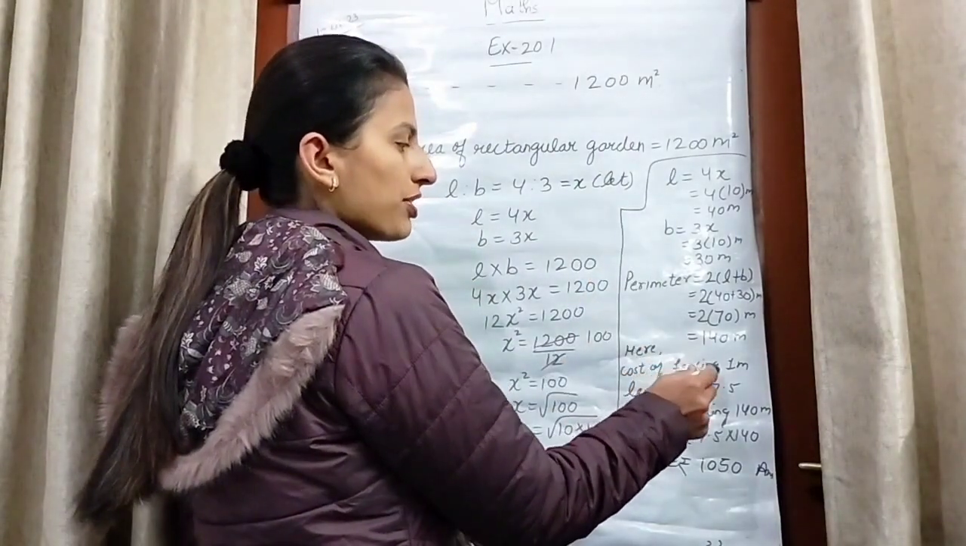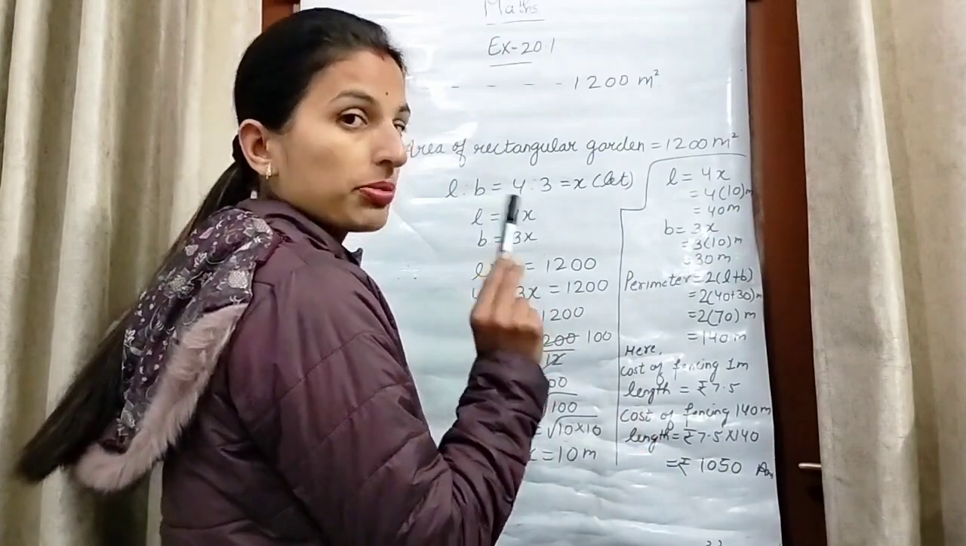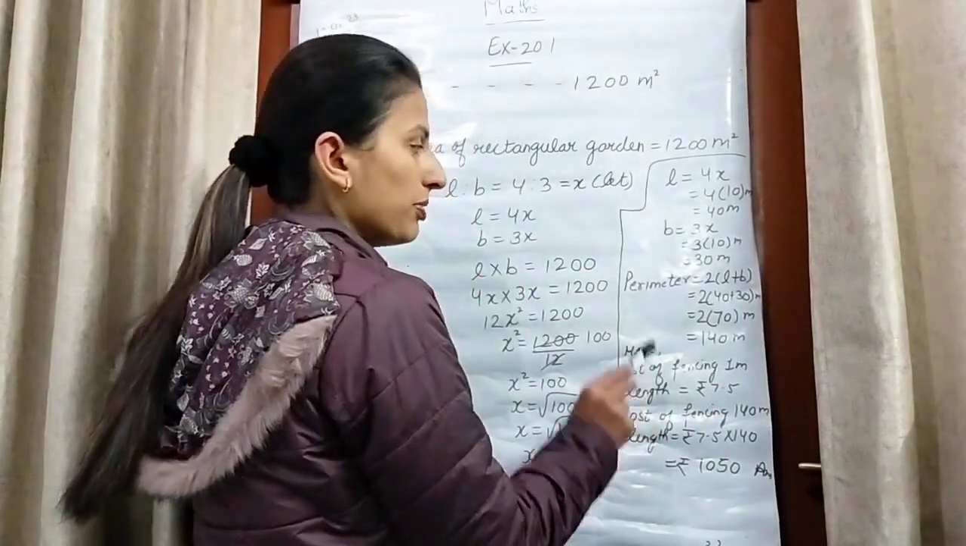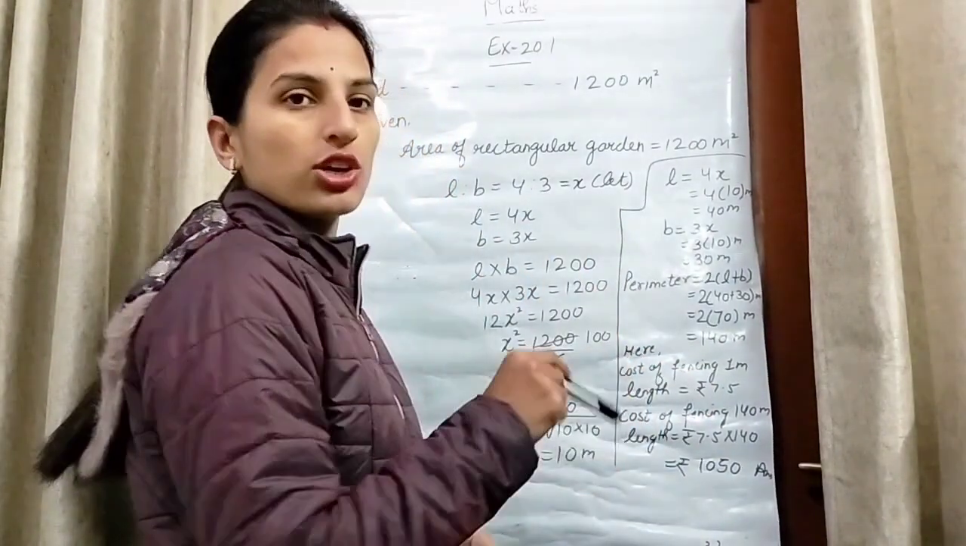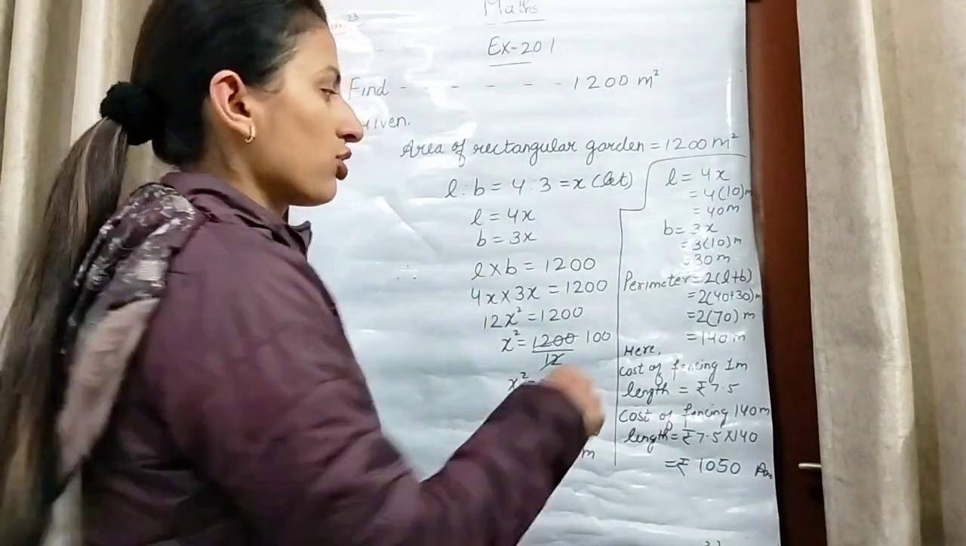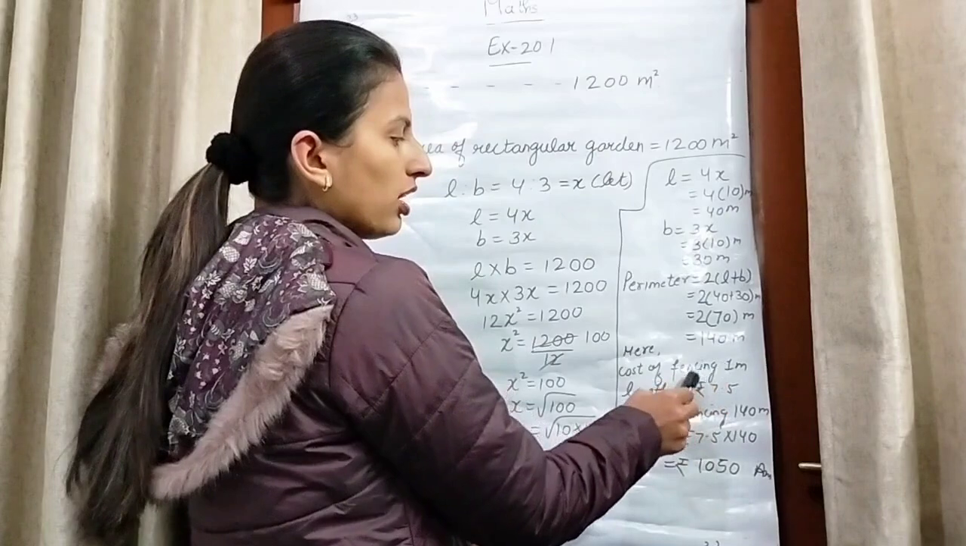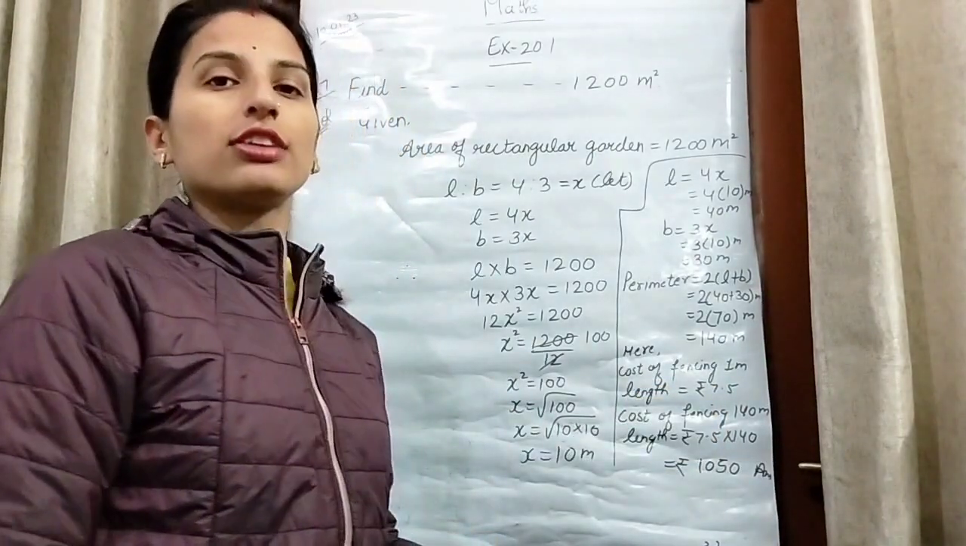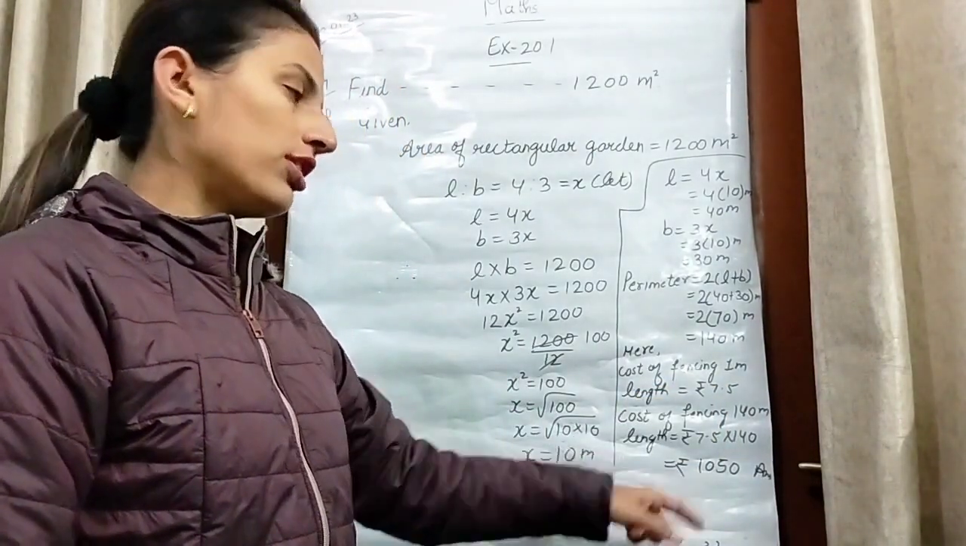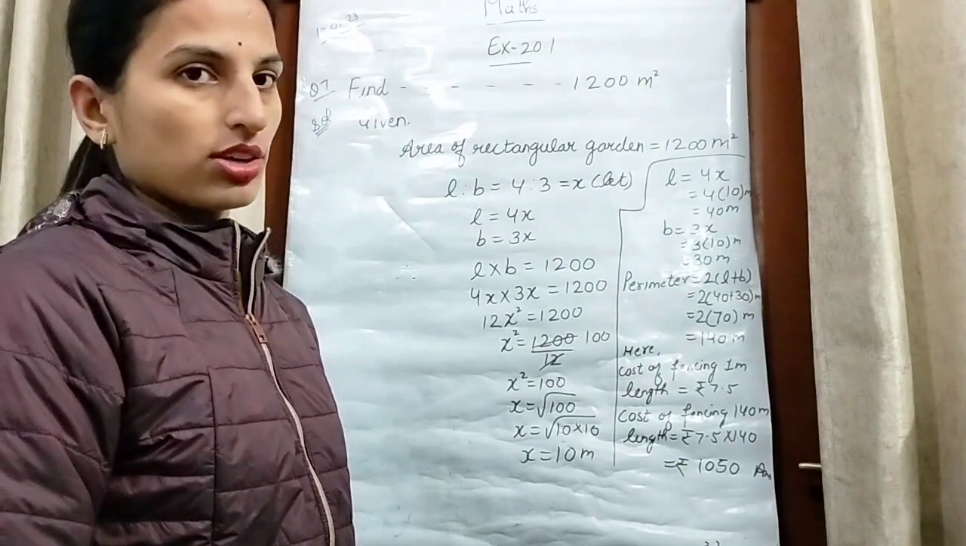Because the cost of fencing is given for 1 meter length. Per meter means 1 meter length. So it means we have to calculate the perimeter, the total length for fencing. After calculating the perimeter, just simply multiply the value of the perimeter with the cost of fencing 1 meter length, and you will have the total cost.